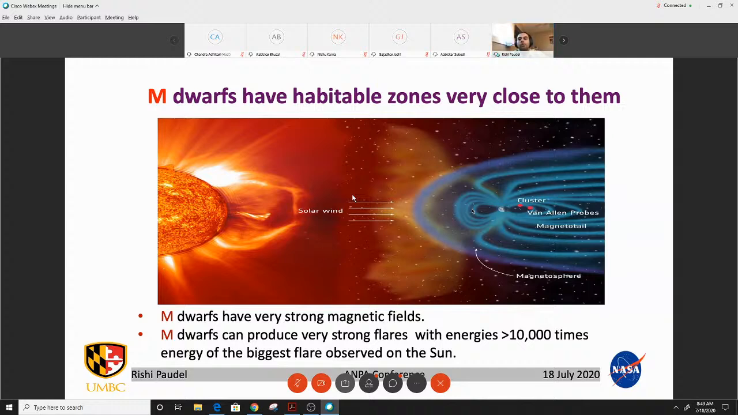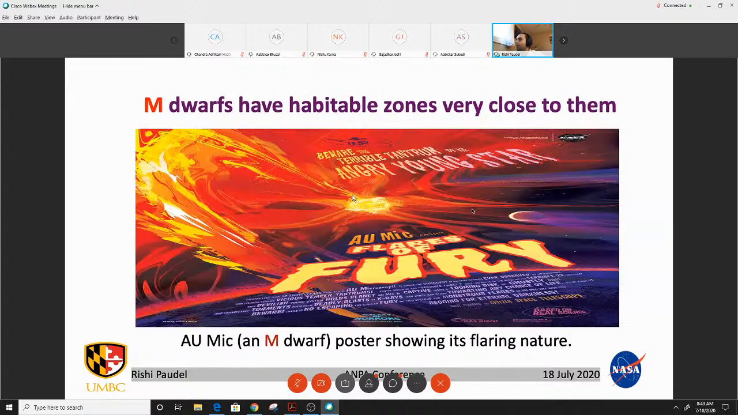If you are following the news, you might have seen this poster in which a planet is orbiting a star, AU Mic. So the star is here in the middle. This is a very young star, with an age of like 20 million years, I think. I have to check that. Sorry for that. So it's a very young star, and it is a flaring star. So it's producing very large flares. And there is a planet which is orbiting this star.